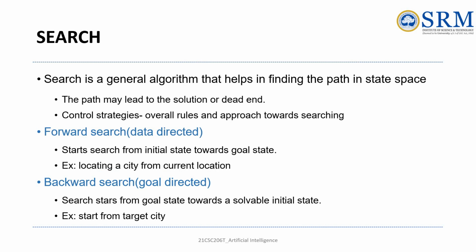So generally, what is search? It is a method to find the best path in state space. The path can lead to a solution or a dead end. There are types of search. The first one is forward search and backward search. Forward search is data directed. It starts from the initial state and moves towards the goal, for example, finding the shortest route on Google Maps. Next, backward search is goal directed. It starts from the goal state and moves backward to find the initial state, for example, planning how to reach a destination from a known endpoint.